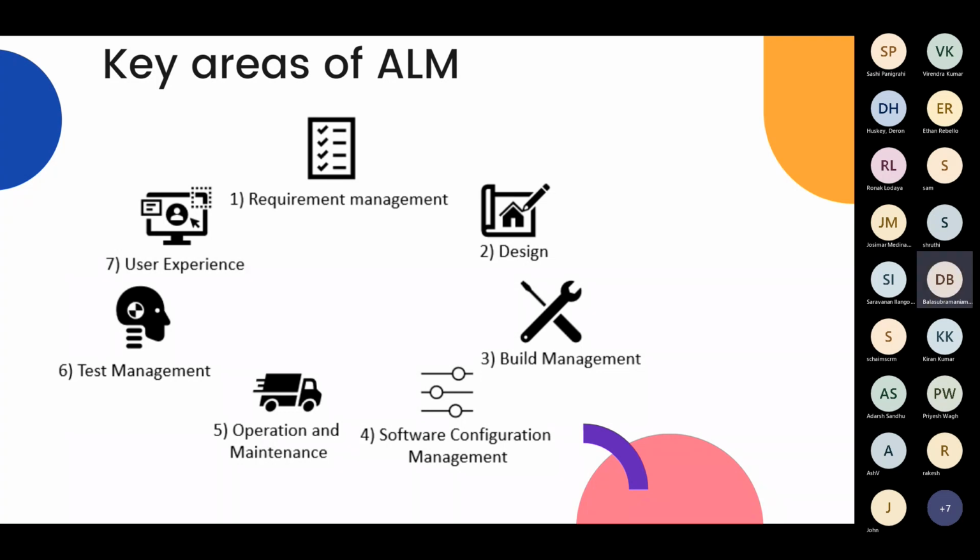Next, we have operation and maintenance, which follows software configuration. In this ALM phase, we have the process of monitoring, management, and development of the applications. In DevOps, this ALM phase covers release, config, and monitor, especially this operation and maintenance phase.